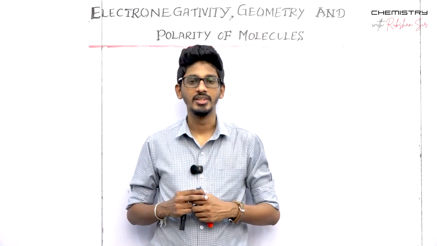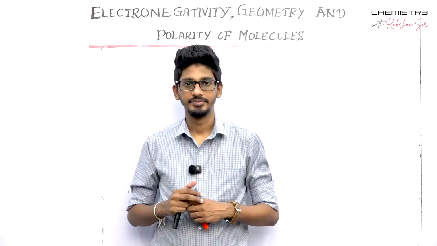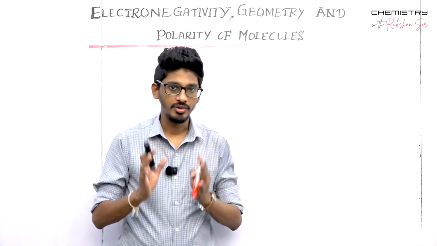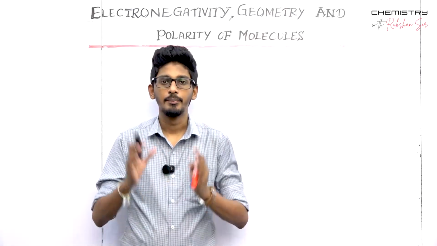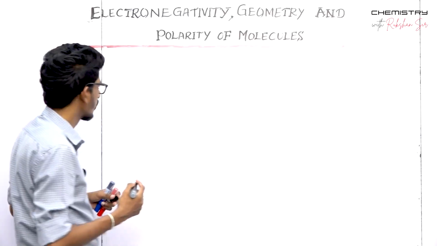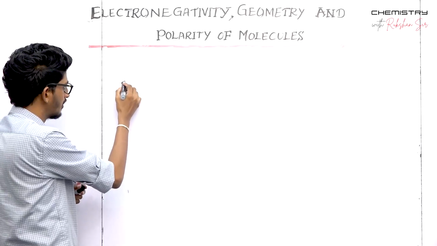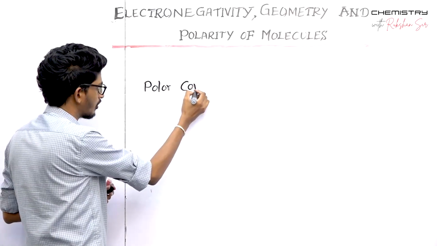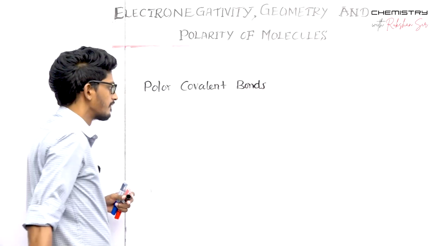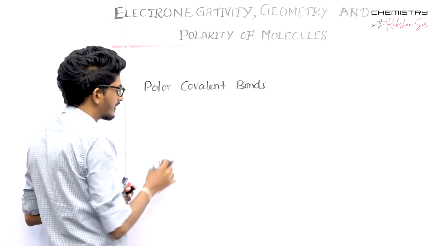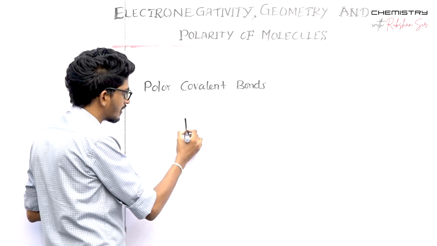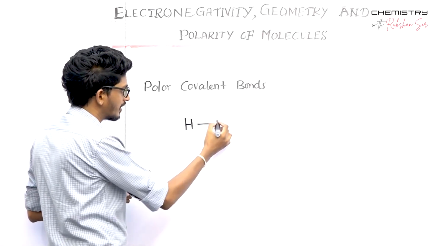First of all, let's discuss the polarity of bonds. We know there are two kinds of covalent bonds available. What are the two kinds? Polar covalent bonds and non-polar covalent bonds. So polar covalent bonds, see how they are formed. When the two atoms participating in a covalent bond have two different electronegativities.